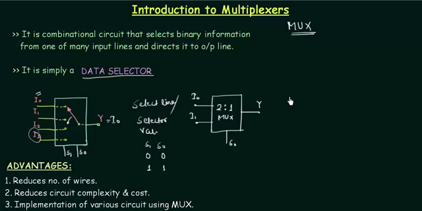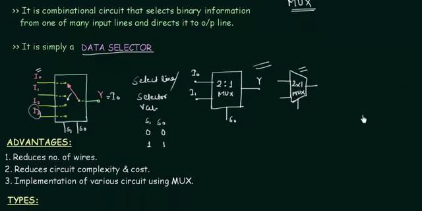Sometimes it is also represented like this: the 2 inputs, 1 output and 1 selector variable, 2:1 MUX. These two representations, this one and this one, are the same, representing the 2:1 multiplexer.